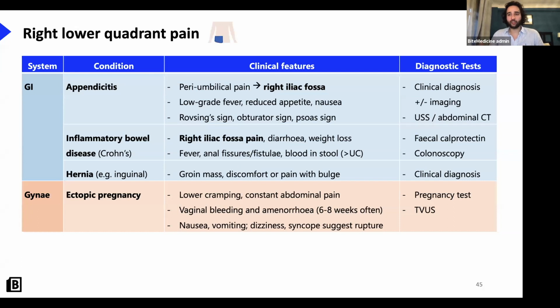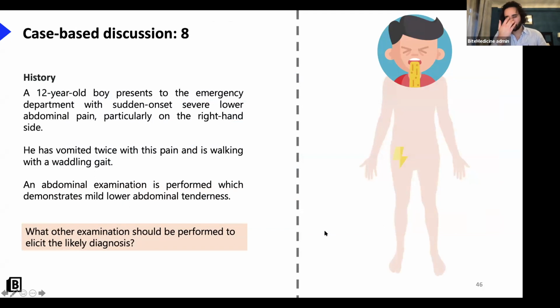Ask them to cough, assess for a cough impulse. They may need to stand to see whether there's any bulges that you've been missing, but do be very thorough because you do not want to miss a strangulated or incarcerated hernia. Brilliant. So still thinking about right lower quadrant pain.